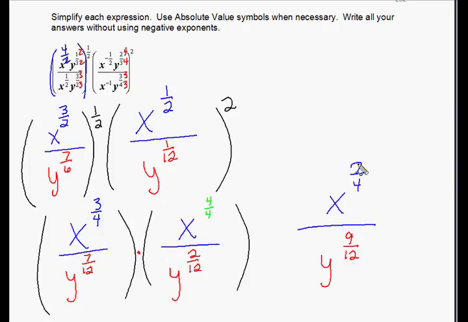Now we don't want to leave our answer this way because this exponent is not reduced. 9/12 is the same thing as 3/4. So there's our expression, all nice and simplified.